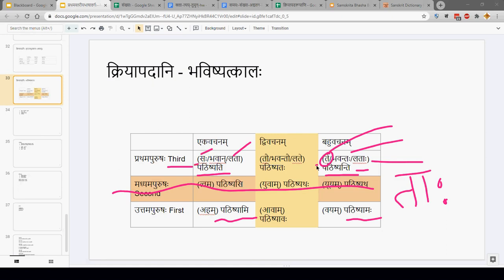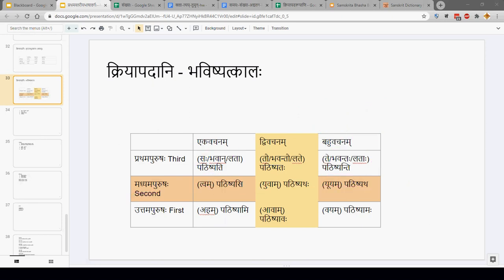Or if it is Strilinga, Te becomes Taha. Te is for Pullinga Saha. Plural of Saha is Te. Plural of Sa is Taha. Like Rama becomes Ramaha, Palika becomes Palikaha, Sa becomes Taha. So we can use Taha here, Taha Patishyanti. Similarly, Aham Patishyami, Vayam Patishyamaha. So we can use this Bhavishyat Kala or future tense forms with different verbs. Like Gacchati becomes Gamishyati, Gamishyanti, Gamishyami, Gamishyamaha.